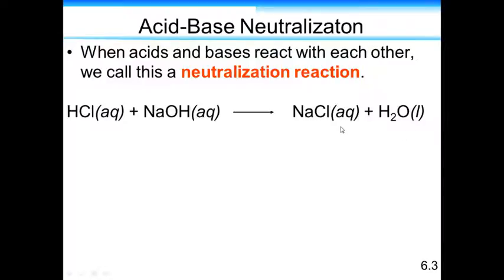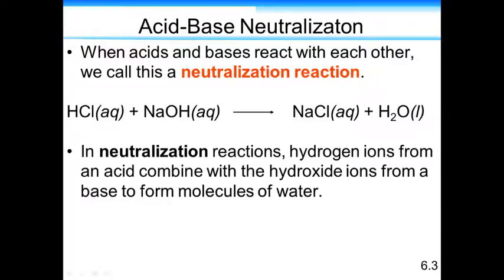In reality, if you recall, these are surrounded by water molecules. So this isn't entirely accurate, but we write it, again, to have a complete balanced equation. In neutralization reactions, we always form water.